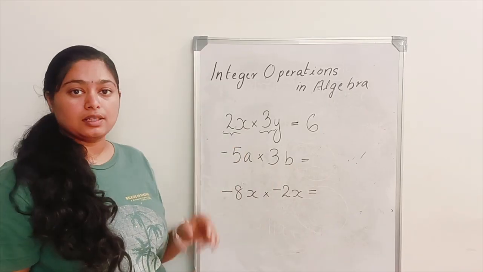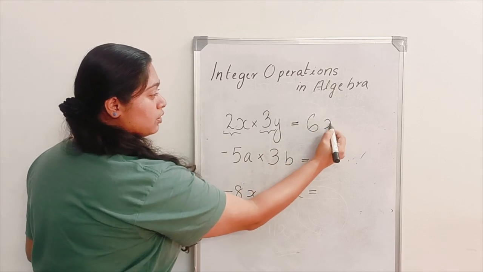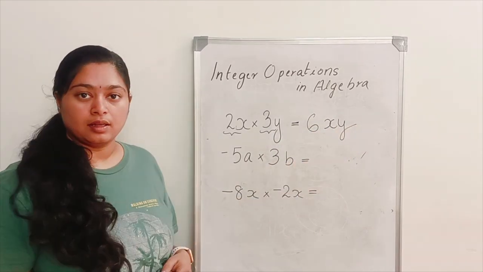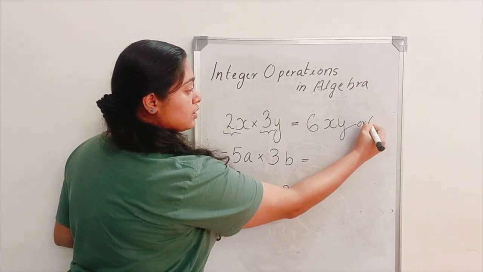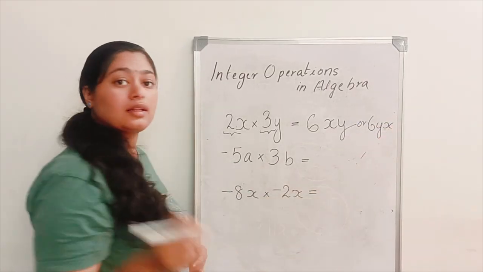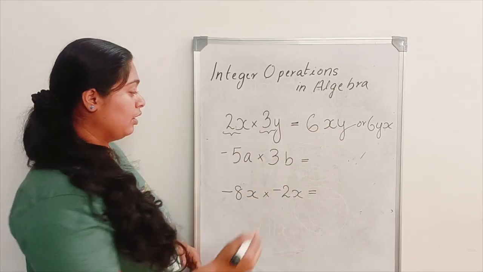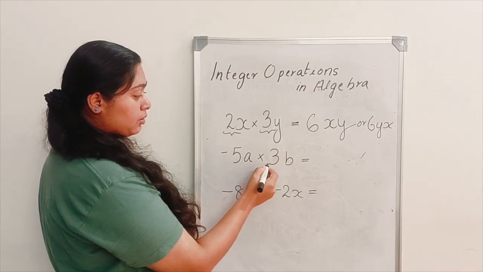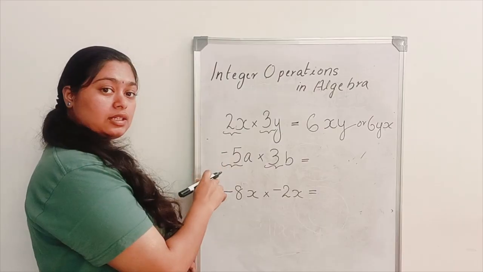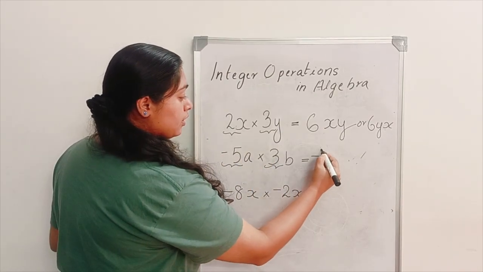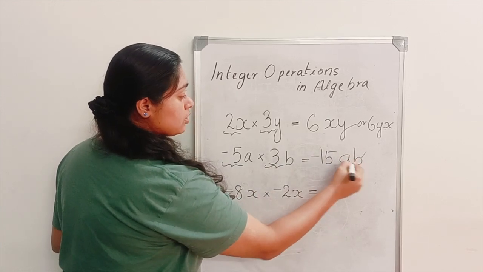And now regarding the variables, we have two different variables x and y. So x into y, you can just write them as xy. Or there is nothing wrong if you change the order of this. You can also write 6yx. Nothing wrong in it. But usually in a standard form, it is better to write it in this way. And next we have negative 5a multiplied by 3b. So negative 5 multiplied by 3, negative multiplied by positive, we have a negative 15, and a multiplied by b is just ab.